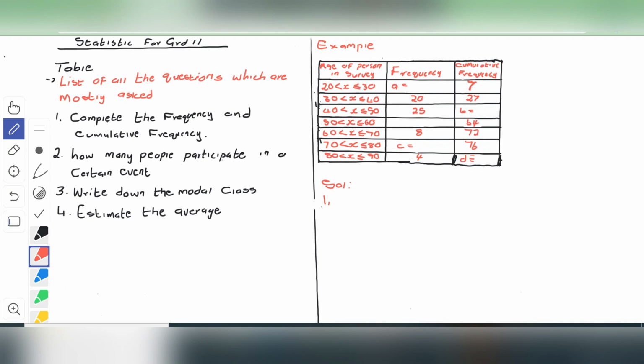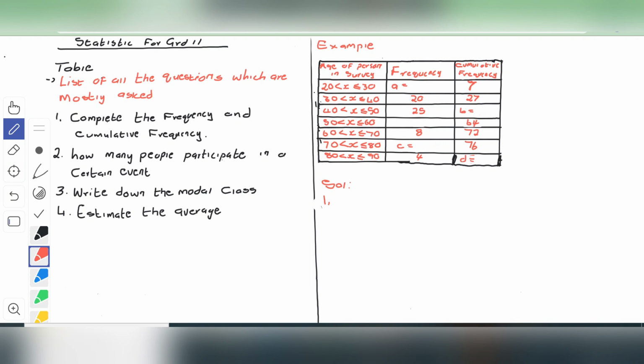Okay guys, so this is how the examiner is going to do now. He knows that you know how to calculate the cumulative frequency, so he will no longer give you all of the frequency table. So now he will ask you to complete the frequency and the cumulative frequency, which is the first question that I've listed. So how do we do it? We know that now we need to find A, B, C, and D, right? So how do we find A?